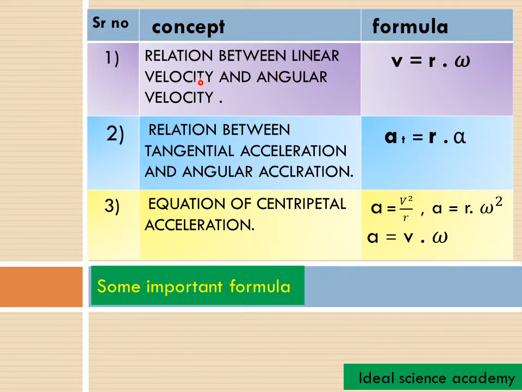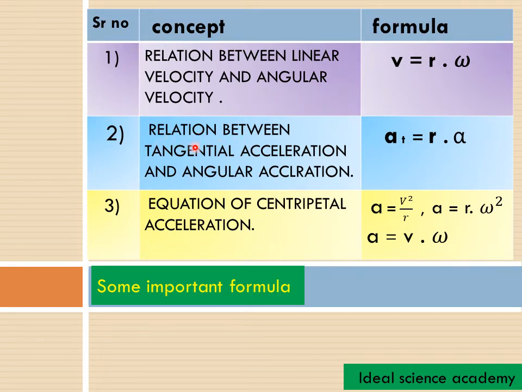Relation between linear velocity and angular velocity. The relationship between linear velocity, that is v, and angular velocity, that is omega, is v equals r into omega. This is the relation between linear velocity and angular velocity.